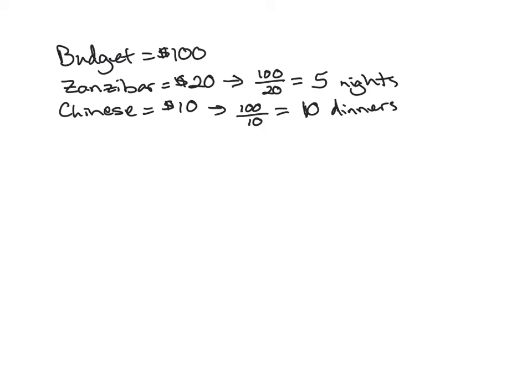Right, so we can draw this as a budget constraint, which is an application of our production possibility frontier. So on the x-axis, I'm going to put Chinese restaurant meals, and on the y-axis, I'll put nights at Zanzibar. All right, so at most, she can go to Zanzibar 5 times, and the Chinese restaurant 10 times.